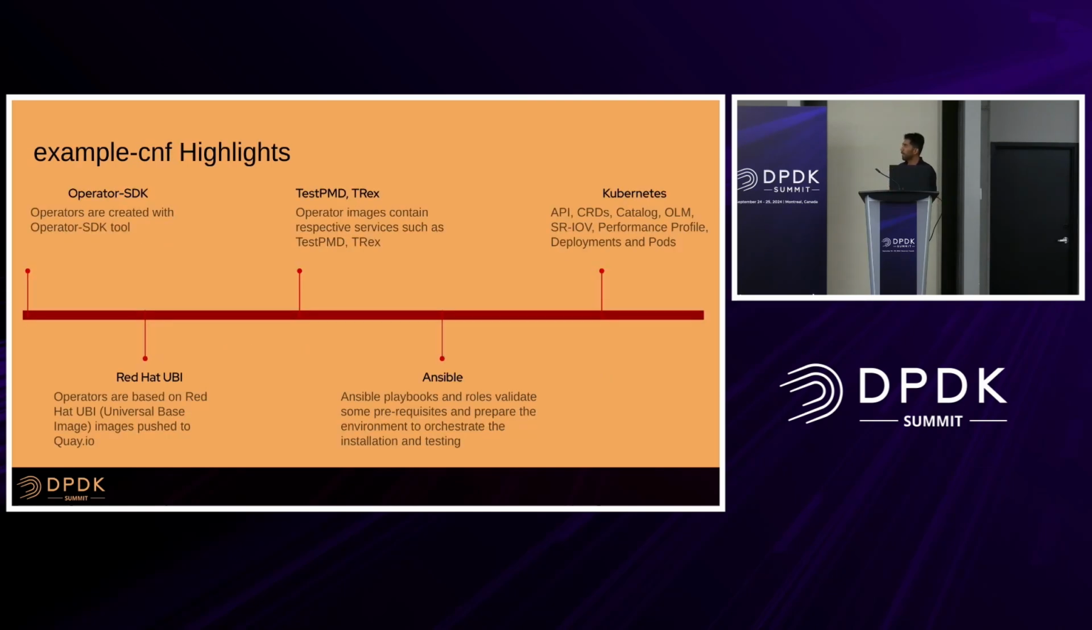Just as a recap, for the Example-cnf that we're going to see, we leverage a lot of technologies. As you can see, it goes from Operator SDK, how we build the operators, and then we use the Red Hat UBI image base to build our images, and then we push them to quay.io. These are the images that are going to contain TRex and testpmd. Of course, we use something to automate, and in this case it is Ansible.